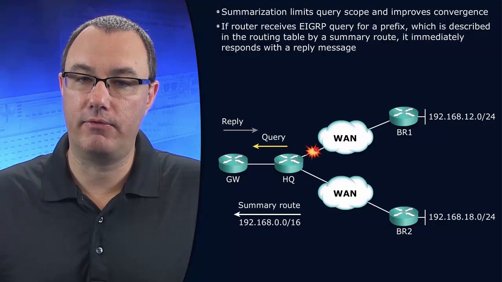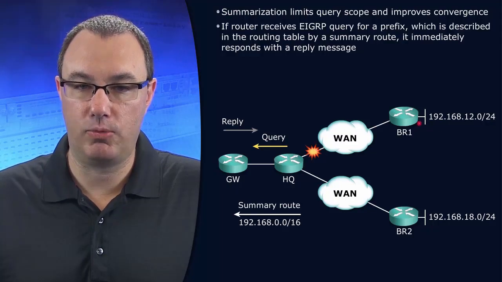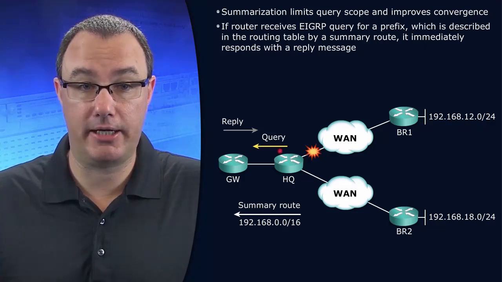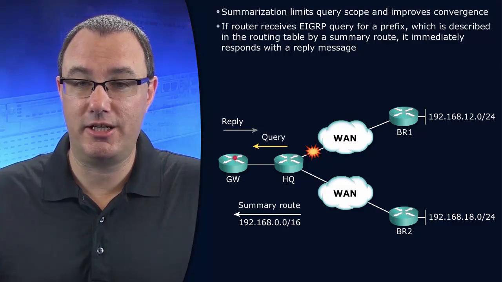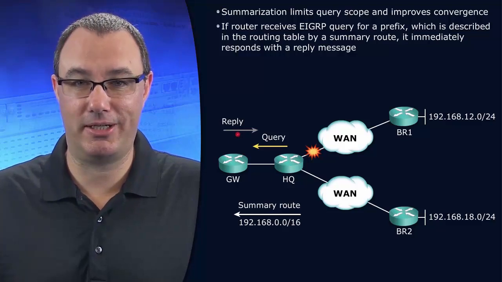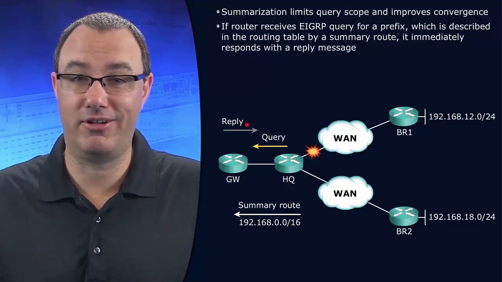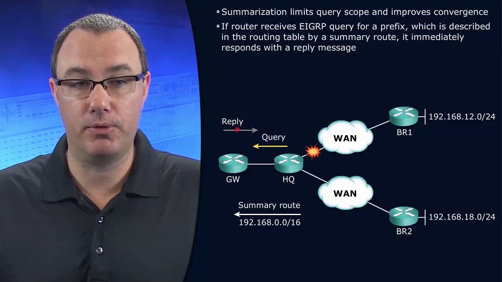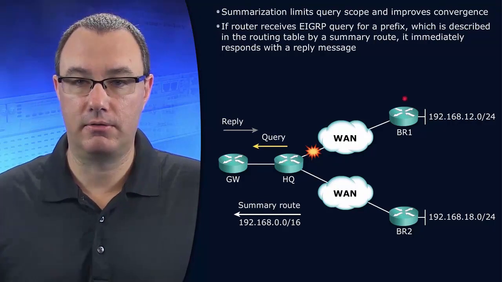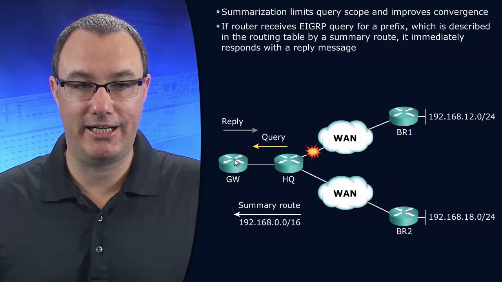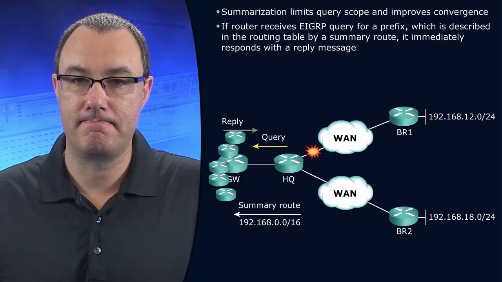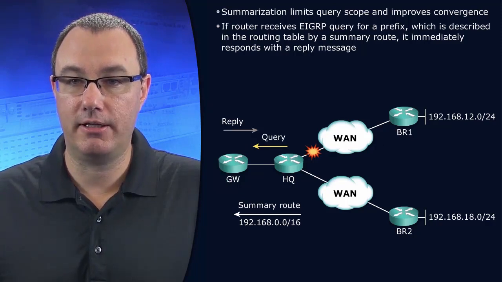So let's say headquarters loses connectivity to the WAN. It says, I've lost my way of getting to 192.168.12.0. A query will be emanated by headquarters, but GW will reply. It'll say, wait a minute, you've summarized this to me. I can honestly tell you I don't have a way of going. So the reply will go immediately back. And if there were other routers following, let's say there was a chain of other routers, we would not query them. The reply would be immediate, at least in that direction.